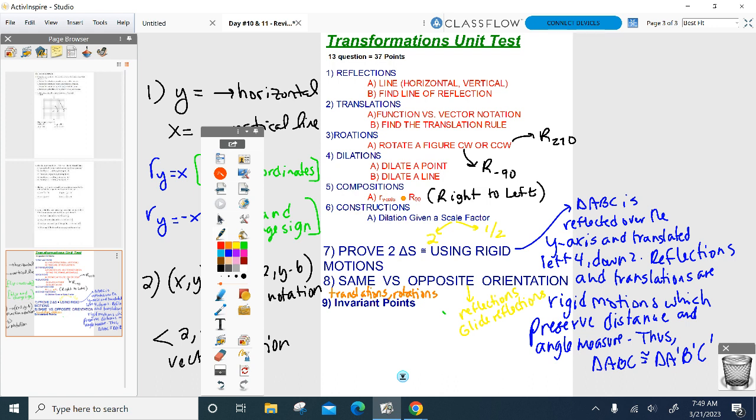And then there's a question on invariant points. I just want to make sure. Invariant, remember, those are points that don't move after a transformation. So points that do not change after a transformation.